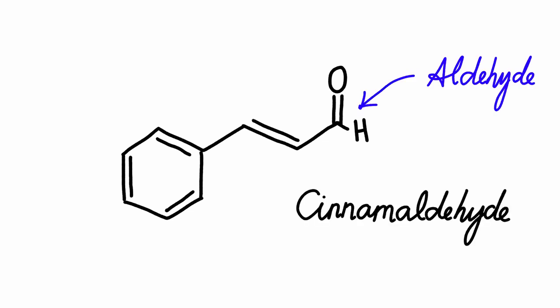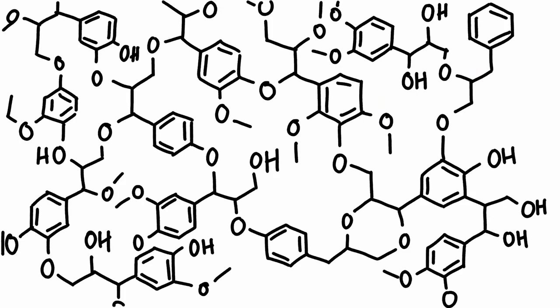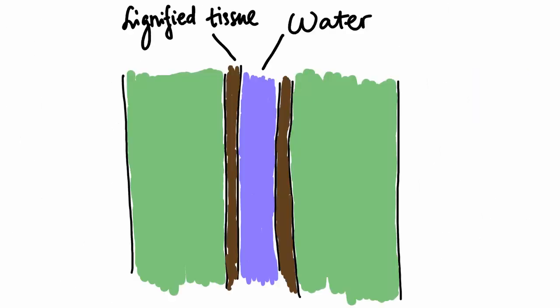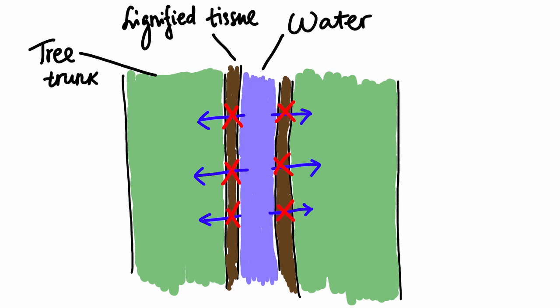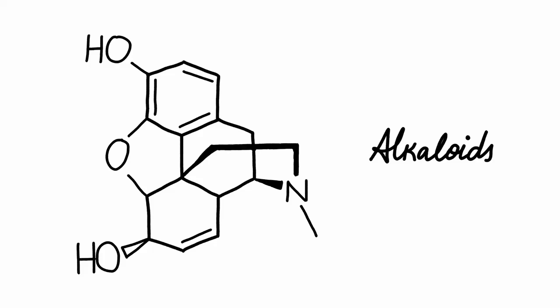A significant phenylpropanoid is cinnamaldehyde, a sweet-smelling compound found in the bark of the cinnamon tree. The cross-linked lignin is found in the wood of trees, where it stops the water in the water-conducting organs of the tree from leaking, which is critical for trees being able to grow upwards.